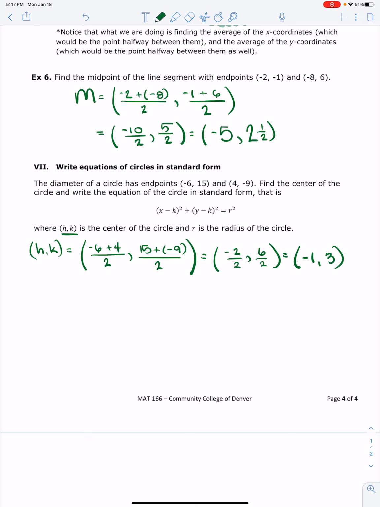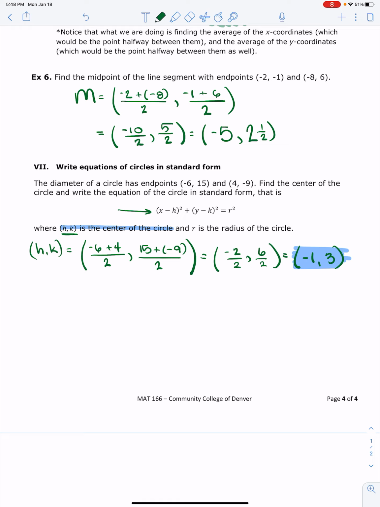And so let me color code here. (h, k) is the center of the circle. Here is my center, (-1, 3). Okay, guess I didn't read the equation. We'll come back up and read the equation there in a minute. Might as well do it now. So here's the equation, standard form of the equation of a circle. We've got x minus h quantity squared plus y minus k quantity squared equals r squared. (h, k) is the center of our circle, r is the radius. We found the center, we now need to find the radius.